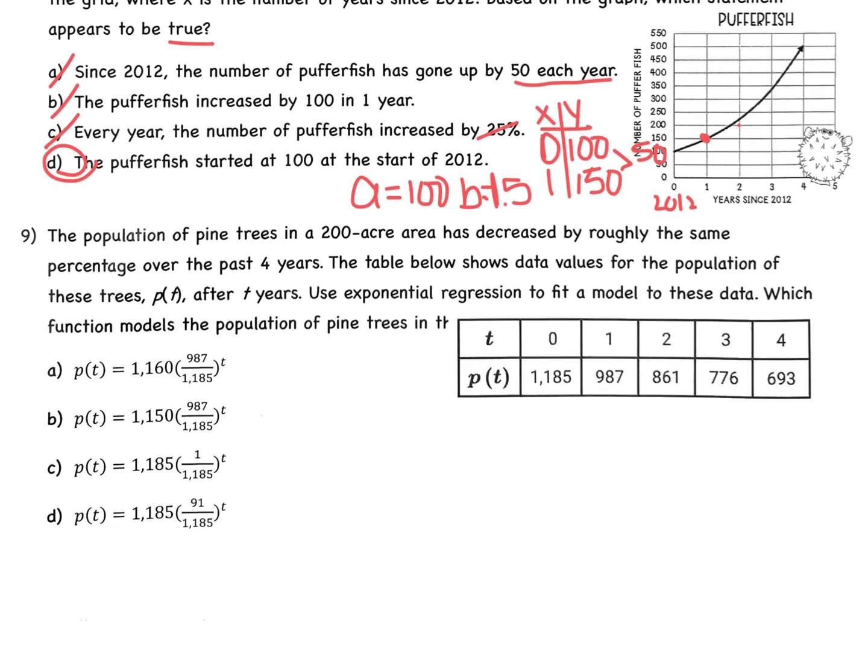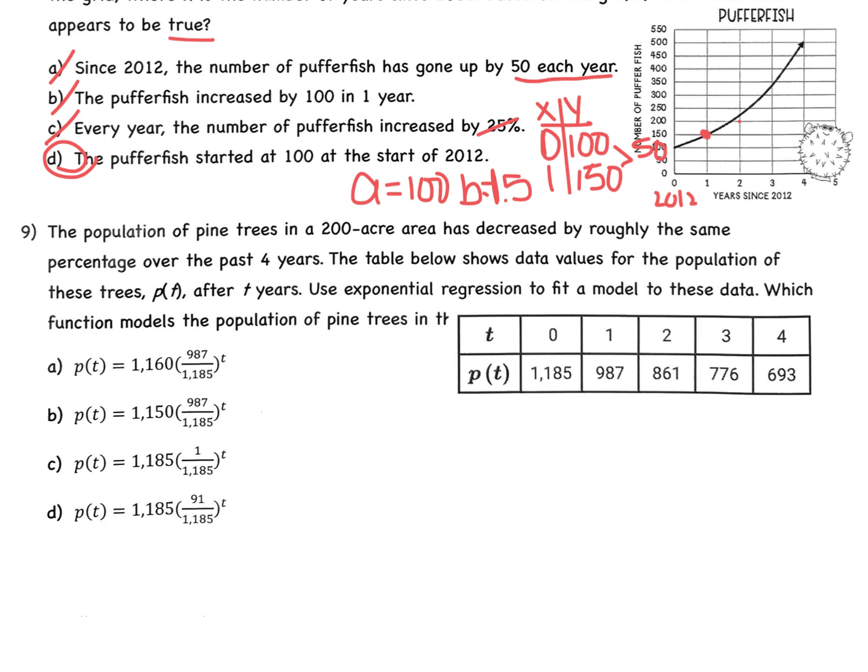The population of pine trees in the 200-acre area has decreased roughly the same percent over the last 4 years. Table shows the data for the population after T years. Write the exponential regression. Okay, so this is menu 4 1A to fit the model function. Which function models the population of the pine trees? And it says in T years. So again, we can put this into our yellow calculator, so when I go back, 116 and then 0.87. So here's the thing.